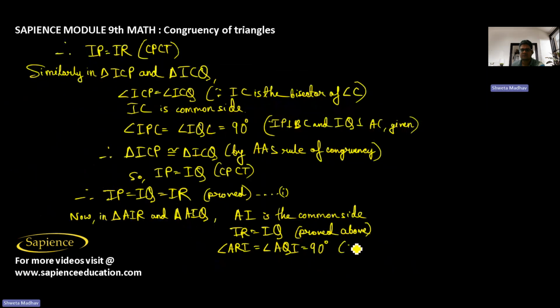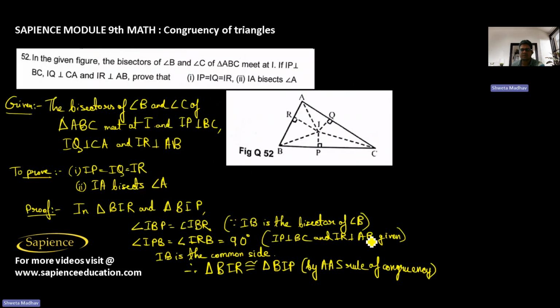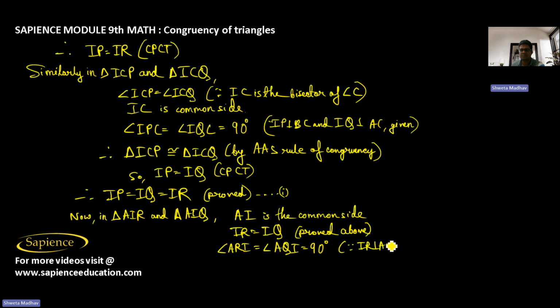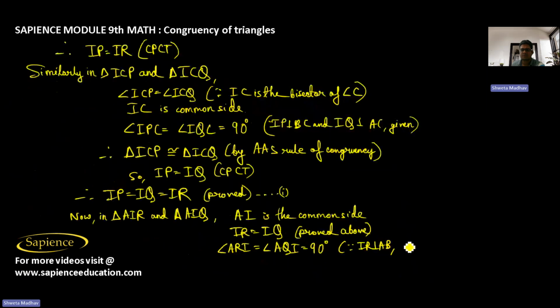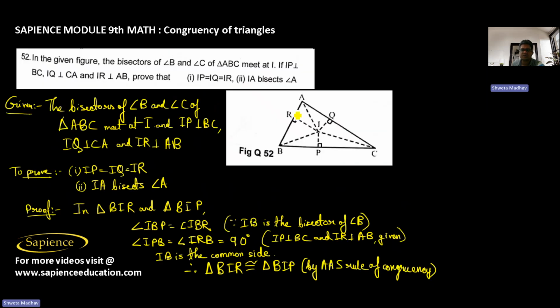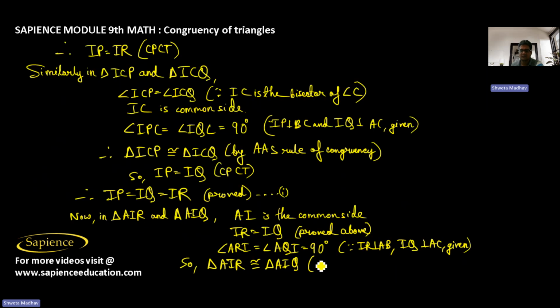Since it is told that IR is perpendicular to AB and IQ is perpendicular to AC, which is given. So triangle AIR is congruent to triangle AIQ. Why? Here we have the right angle, the hypotenuse is common, and one side. So these two triangles are congruent by RHS rule of congruency.